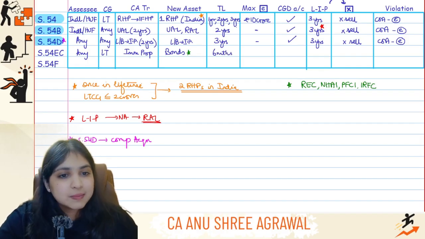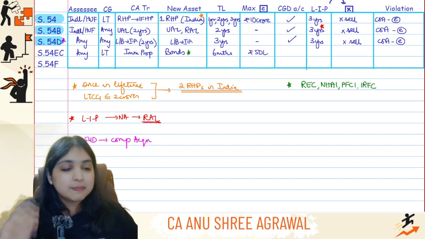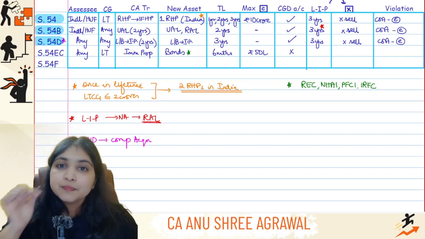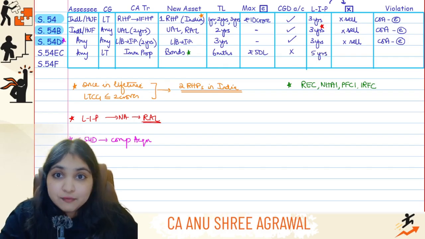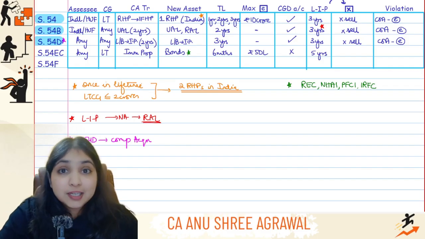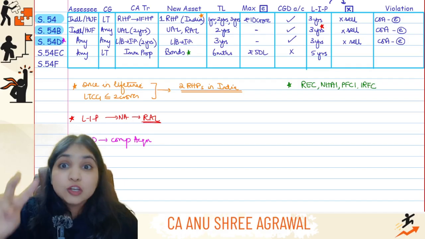Then maximum exemption, here we do have a maximum exemption limit of 50 lakh rupees. The CGAS concept will not apply in 54EC. Lock-in period, unique point, guys. Lock-in period is 5 years in 54EC. One more unique point in 54EC, in the lock-in period of 5 years, what you should not do? You should not do 2 things.